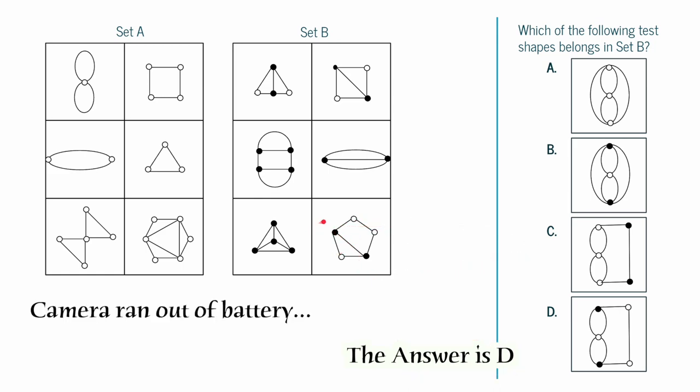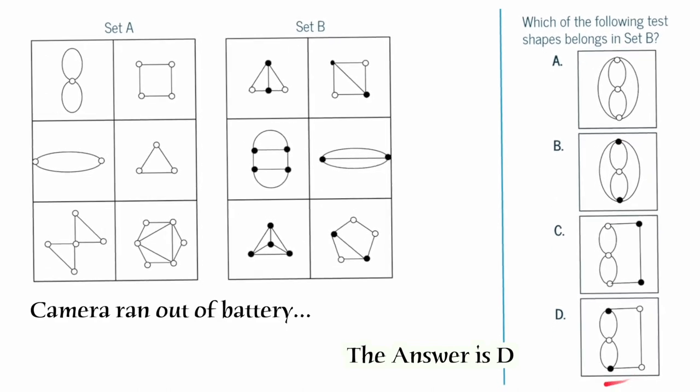But usually in abstract reasoning, we don't get specific numbers like 2 or 3, it's usually odd or even. So if you look at B, C, and D, all the white dots in D have odd numbers just like in set B. All the black intersections are having odd numbers, and we're not having that in B or C, but only in D. So therefore, D is the right answer.